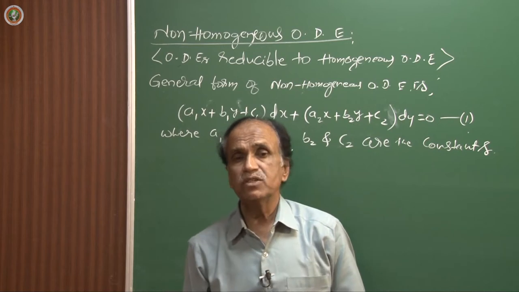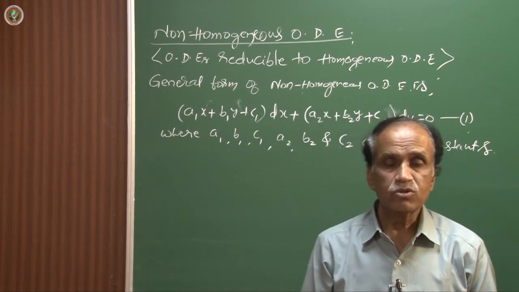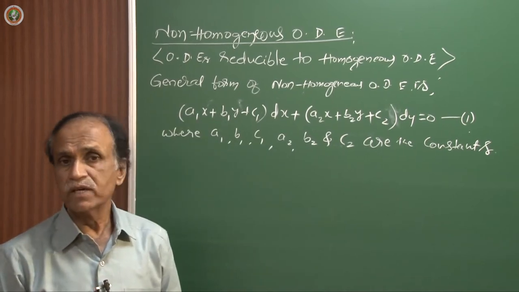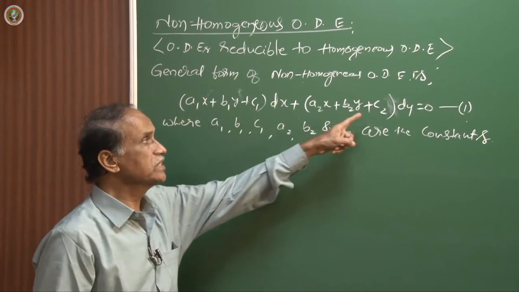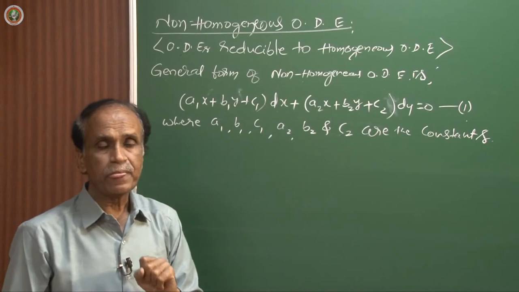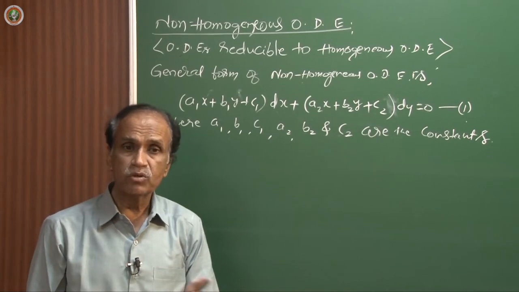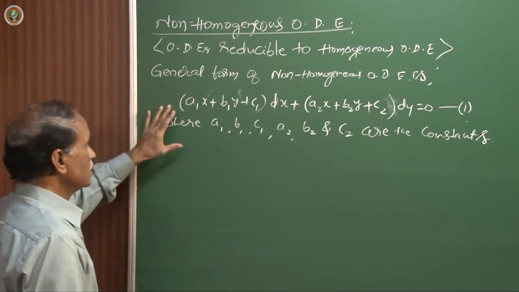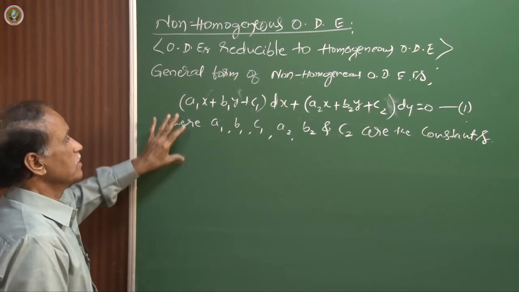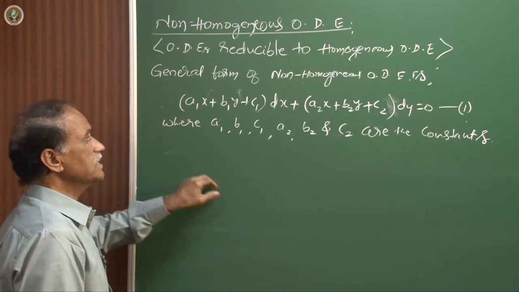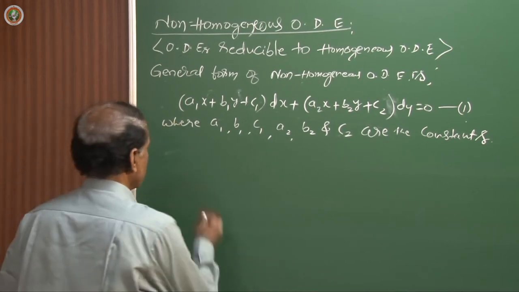Okay, so mentally you must get prepared, and how to proceed to the next step is the only goal: these two constants are to be eliminated. Then you will get the homogeneous form. Here we discuss two cases. In the first case, how the solution is going to be written, and in the second case, how it is going to be written.